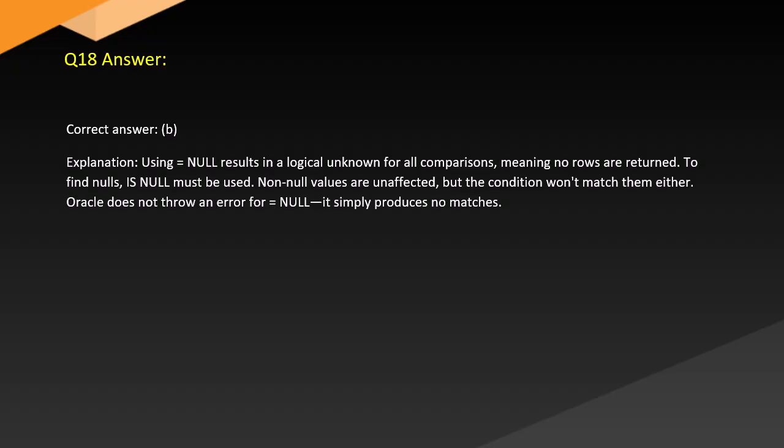Using equals null results in a logical unknown for all comparisons, meaning no rows are returned. To find nulls, is null must be used. Non-null values are unaffected, but the condition won't match them either. Oracle does not throw an error for equals null. It simply produces no matches.